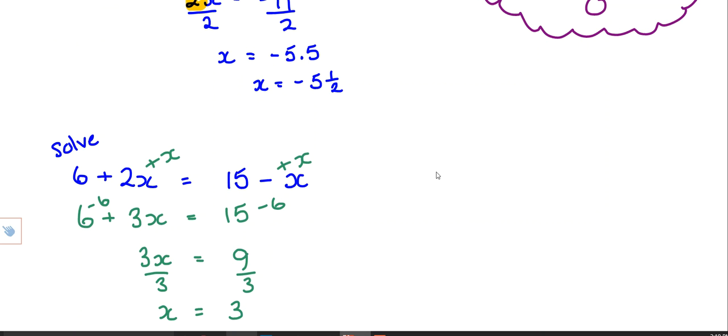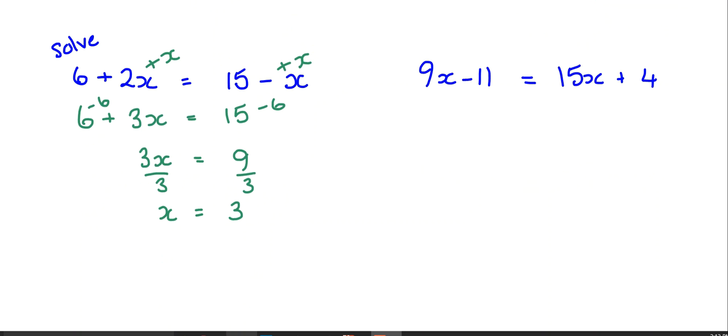Right, one for you then. 9x minus 11 has the same value as 15x's add 4. Have a go. 9x's take away 11 has the same value as 15x's add 4. Tell me what you think we could do first.